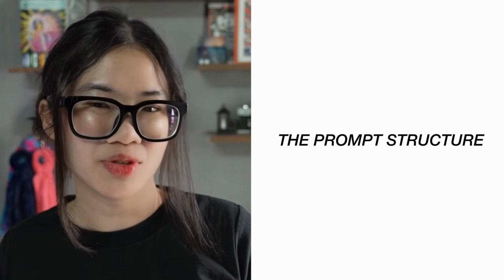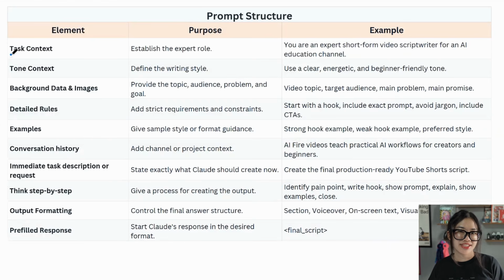Before writing the next prompt, here is the exact structure we will follow. 1. Task context tells Claude what expert role it should take. Without a role, Claude may write like a general assistant. With a role, Claude knows what standard to follow. 2. Tone context. Tone context tells Claude how the output should sound. Claude can write in many styles: formal, casual, hype-driven, academic, funny, or professional. If we do not define the tone, the output may not fit the video.